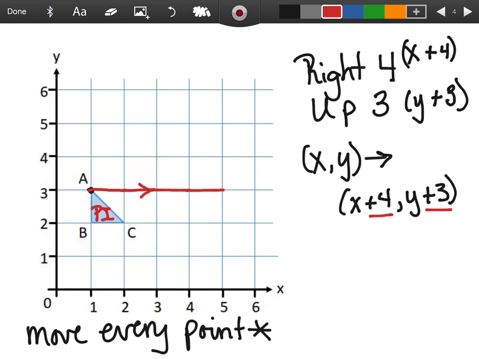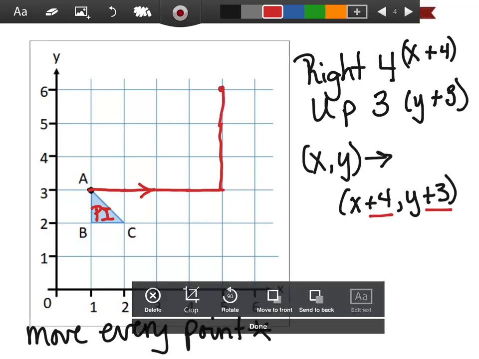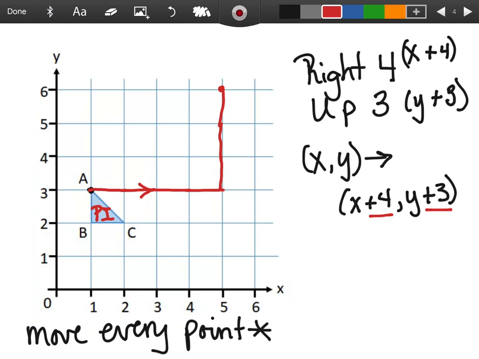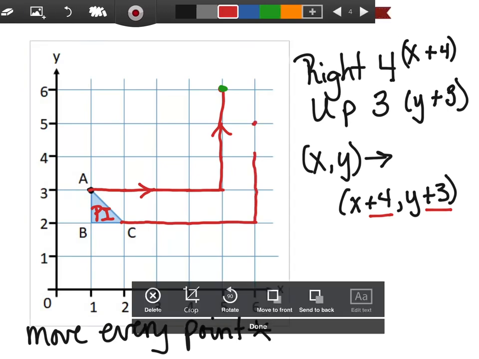So I went to the right. Now I'm going to go up 1, 2, 3. There is my new dot. Okay, and I'm going to put my new dot in green so I can see it really well. All right, now I am going to go back and I'm going to do all the other side parts of my picture. Okay, so C to the right 1, 2, 3, 4, up 3, 1, 2, 3.